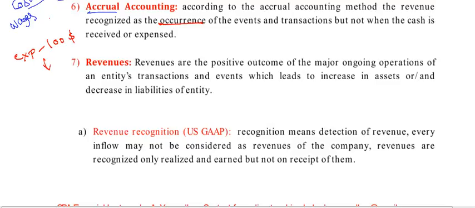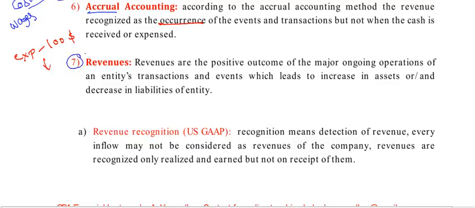Accrual based accounting system means there is no need to consider when the cash is received, but we have to consider when it occurred, in which period it occurred.